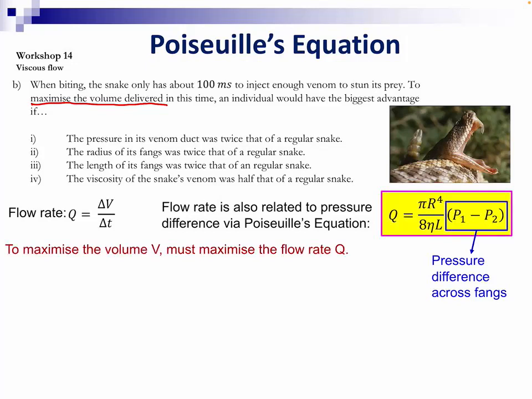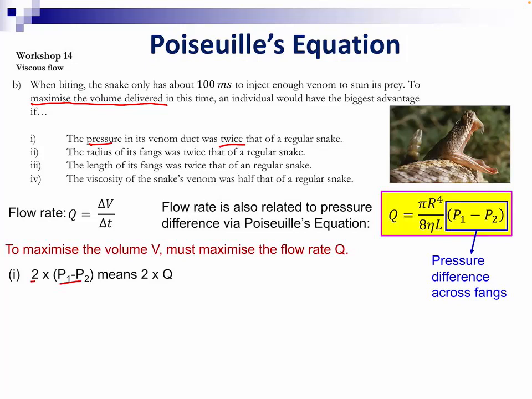So you must maximize Q, the flow rate. What will happen if, in the first choice, the pressure difference is twice? If the pressure difference is doubled, what will happen to the flow rate? It will just increase by a factor of 2. Pressure is doubled, flow rate will double, correct?